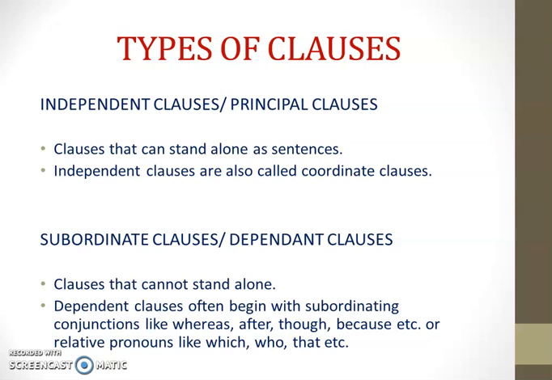So, the beginning of a dependent clause could always be a subordinating conjunction like whereas, after, though, and the like, or relative pronouns like which, who, that, etc. So, when we take examples, you will see this in more detail.